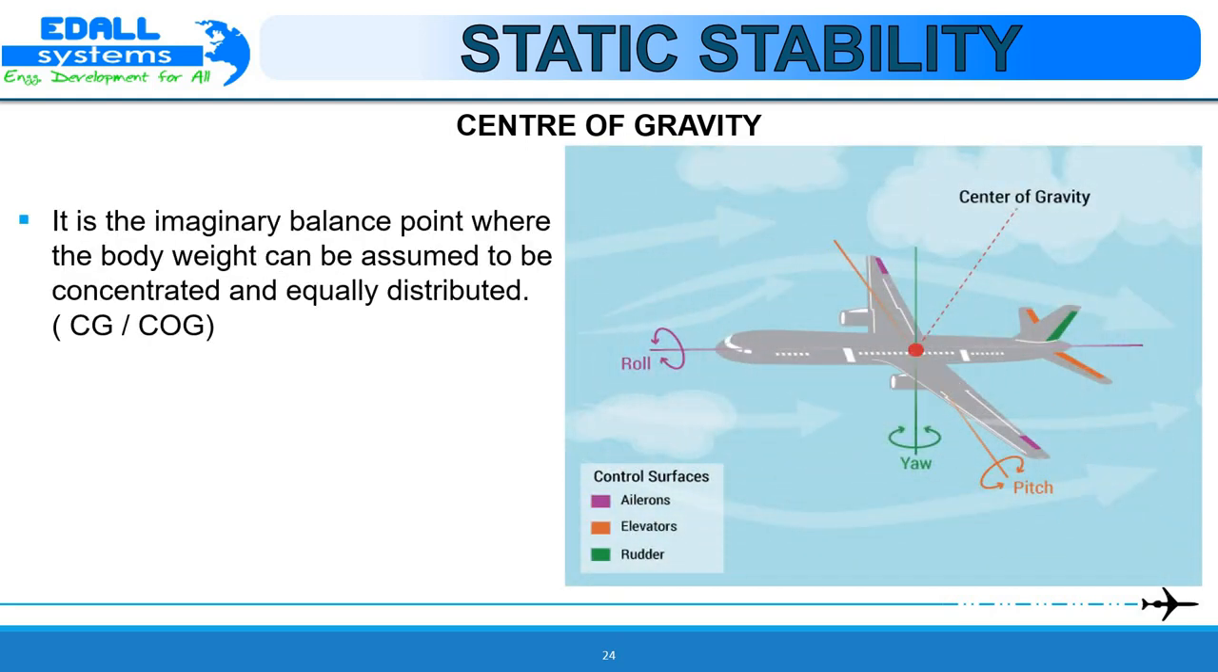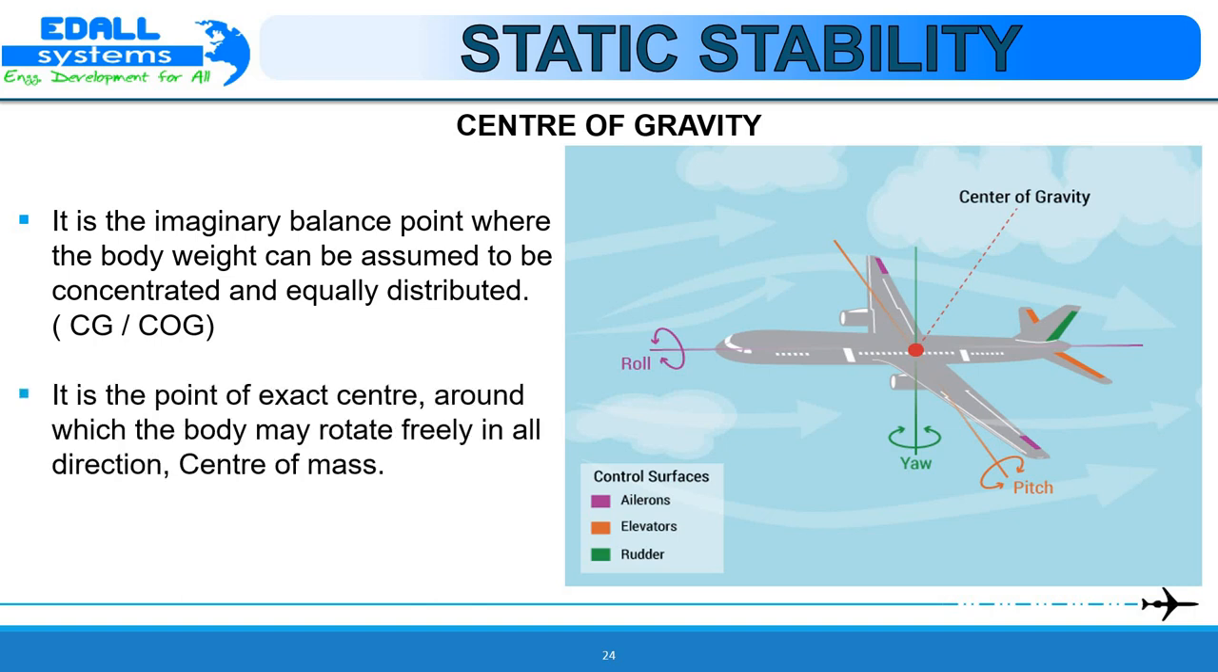In an aeroplane, the center of gravity, CG, is the point at which the aircraft would balance were it possible to suspend it at a point. As the location of center of gravity affects the stability, it must fall within specific limits that are established by the aircraft manufacturers. On small airplanes, the center of gravity location is identified as being a specific number of inches from the datum, and the center of gravity range is identified the same way. On large airplanes, the center of gravity and its range are typically identified in relationship to the width of the wing. Hence, it is the point of exact center around which the body may rotate freely in all the directions, and center of mass.